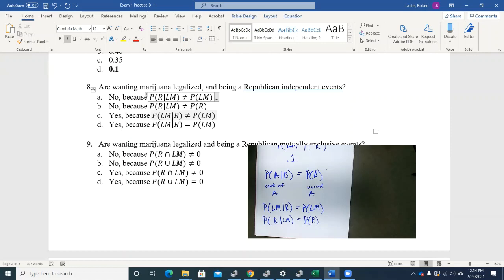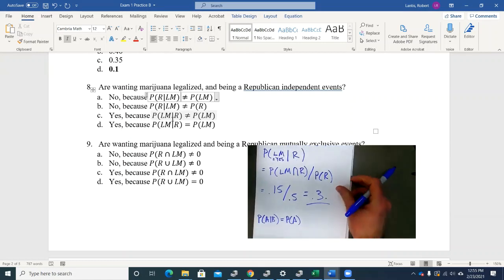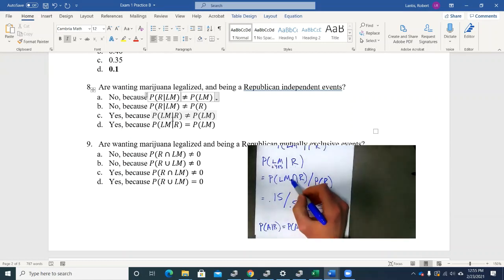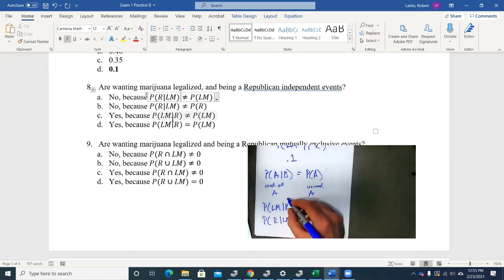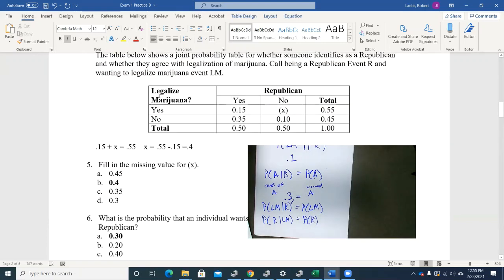Now, I already mentioned we had done some earlier work. We could save ourselves a little bit of time, because to find this conditional probability, we already said earlier that the conditional probability is just the intersection divided by what we're conditioning on. So we had already found that probability earlier, right? It'd be the exact same process, and this is just going to be 0.3. Is that equal to the unconditional probability of LM, which I think we said was 0.55? Yeah, 0.55.